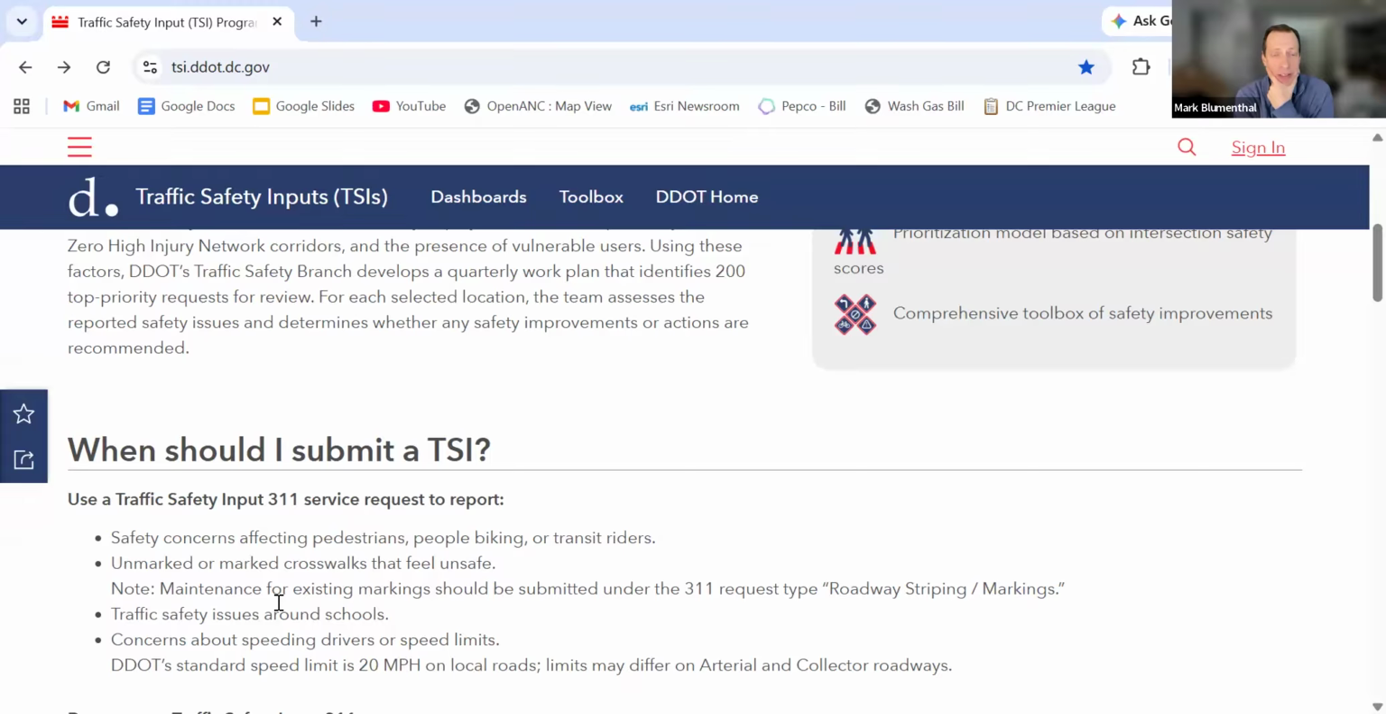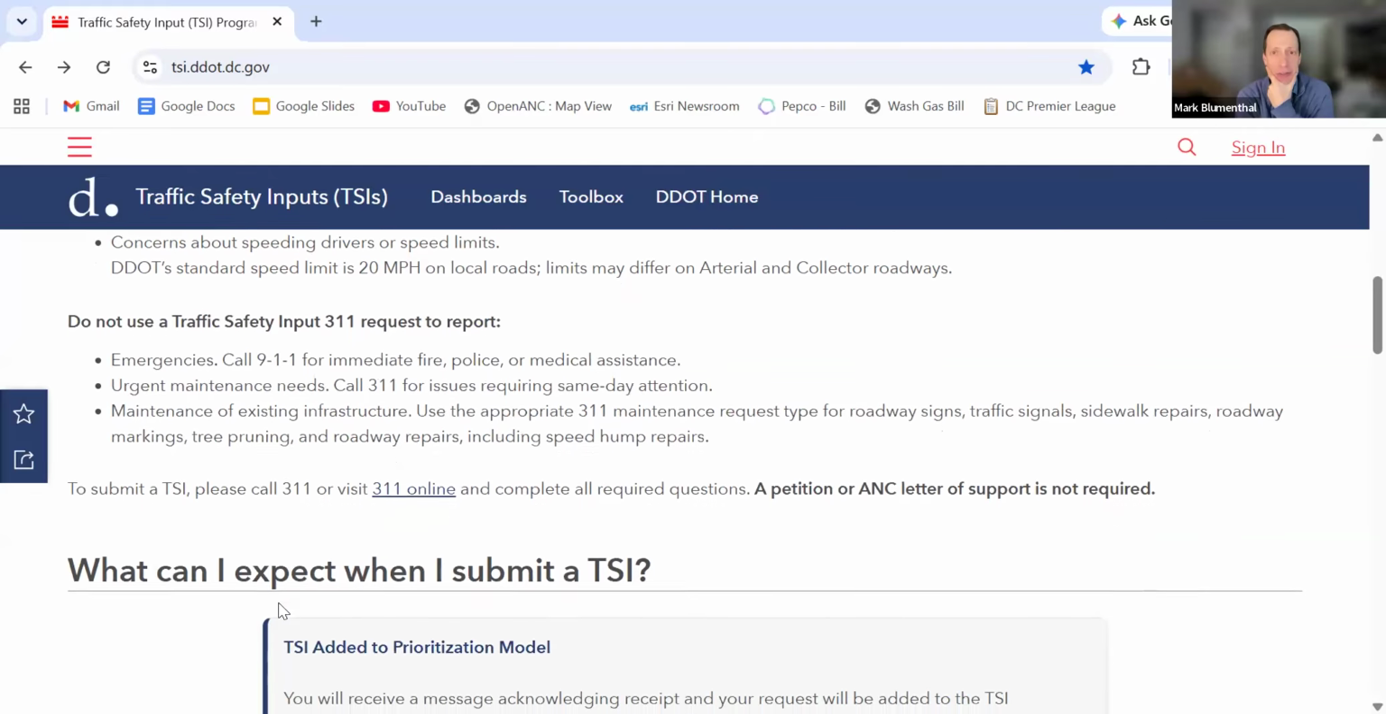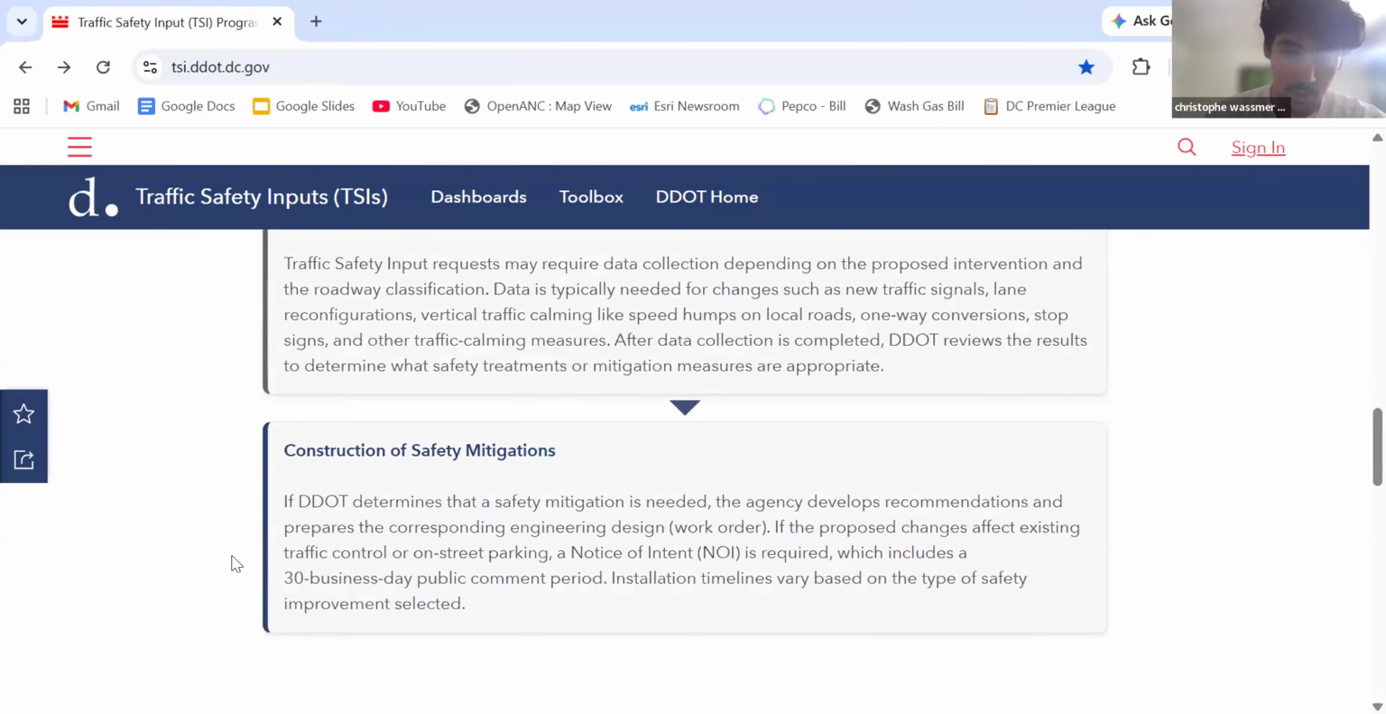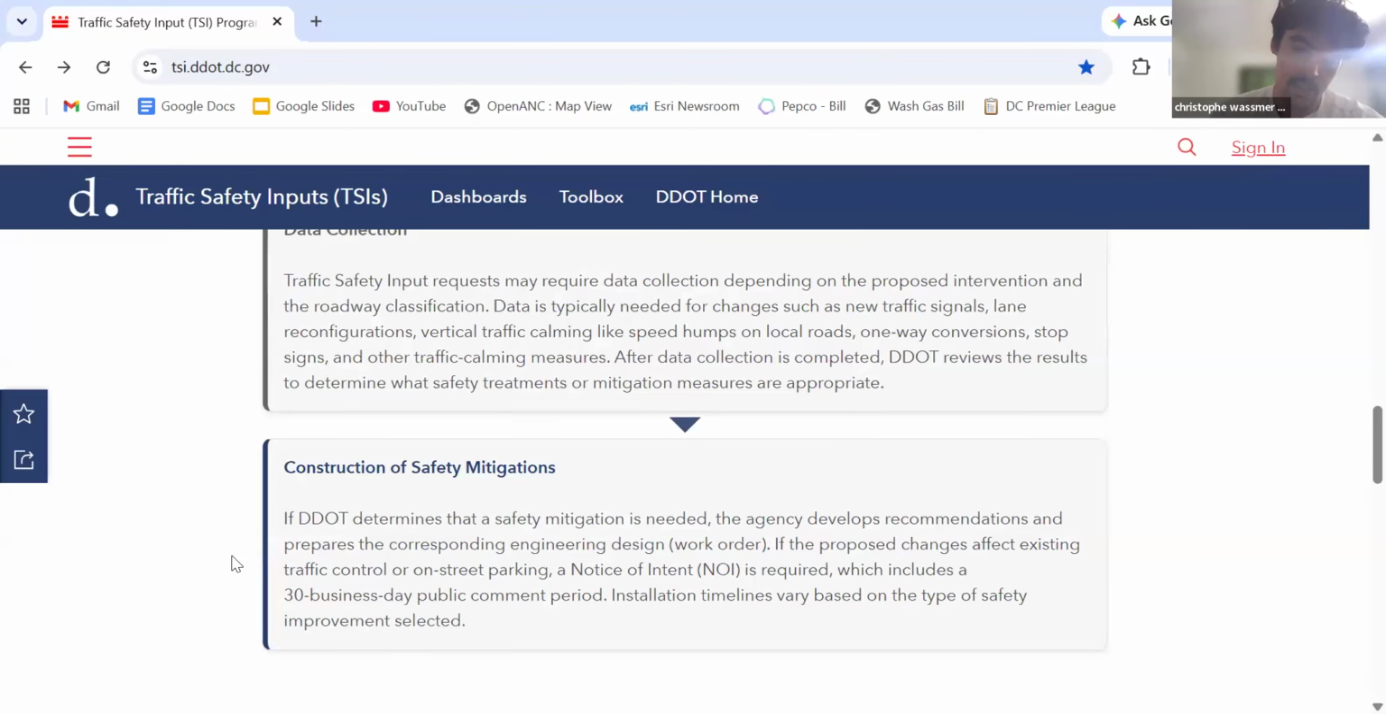Or let's put this another way. If there are a lot of TSI requests in a multi-block area, does that increase the priority for action within that neighborhood? So I'll answer your question first, Commissioner Blumenthal. No, having more TSIs does not increase the likelihood that your intersection or TSI will be selected. It does, however, if it's a different type of concern, allow us to have more input on what the concerns are.